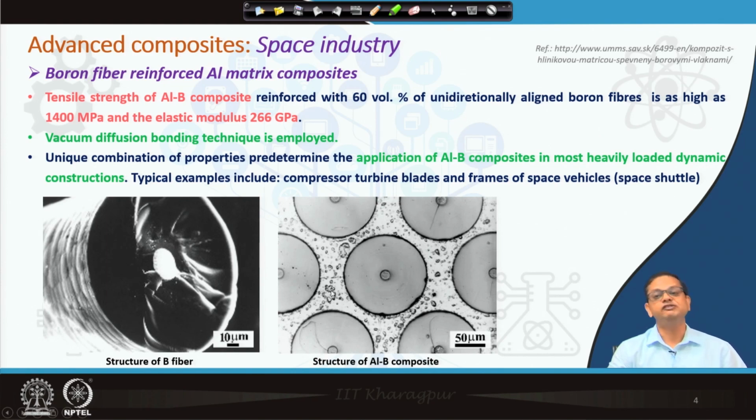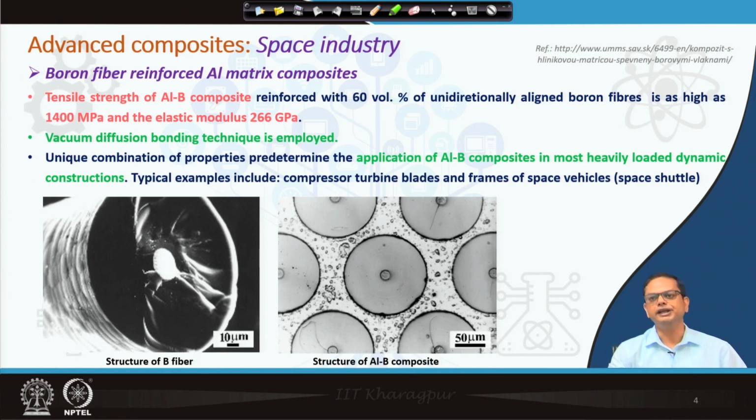Now, how has this particular composite material been made? It has been made by diffusion bonding, and I discussed diffusion bonding earlier when we discussed synthesis of metal matrix composites. You can go back to your earlier classes where I talked about it. Just to remind you again, what is diffusion bonding?